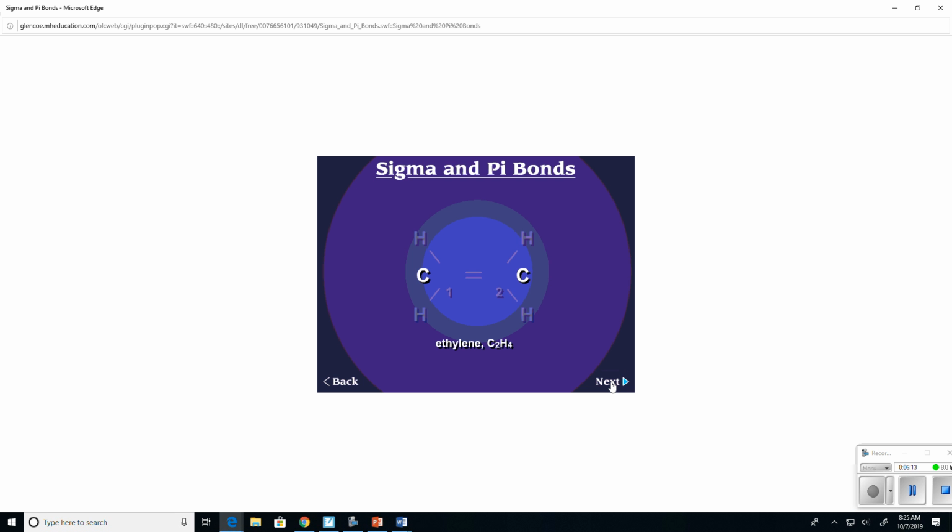The VSEPR model predicts that the geometry about each carbon atom is trigonal planar. In valence bond theory, 3 sp2 hybrid orbitals have a trigonal planar arrangement. We can begin to explain the bonding in ethylene if we assume each carbon atom is sp2 hybridized. Each hybrid orbital will contain 1 valence electron, meaning that for each carbon, we have accounted for 3 of its 4 valence electrons.